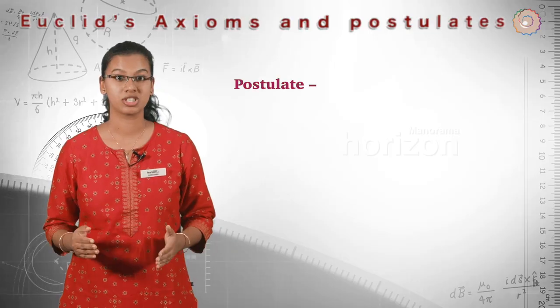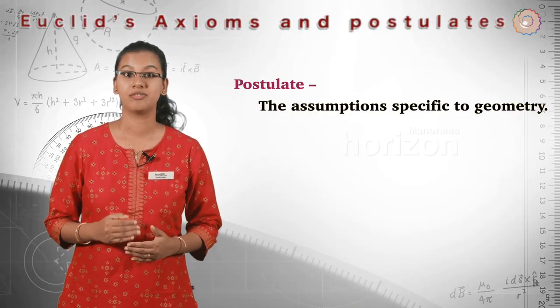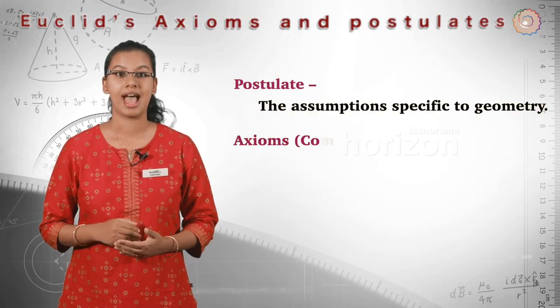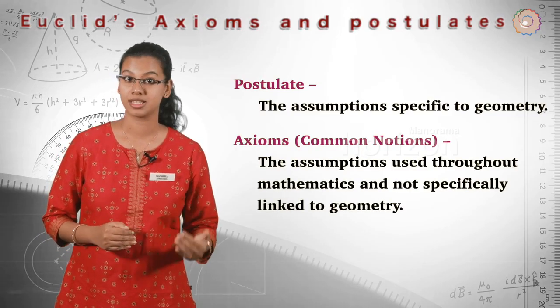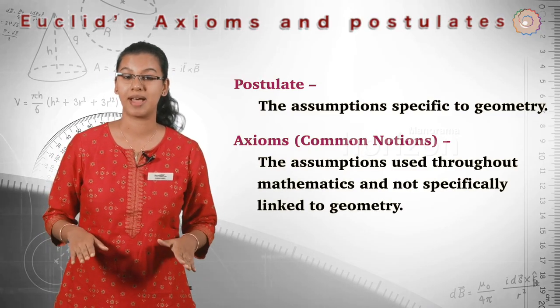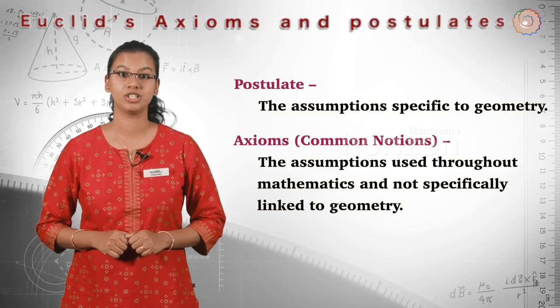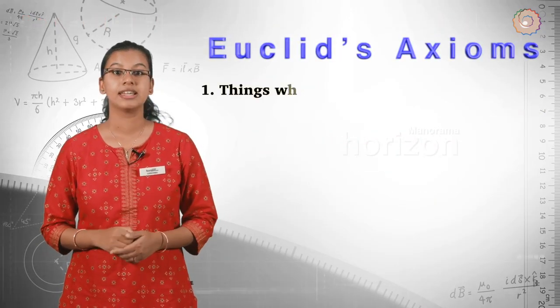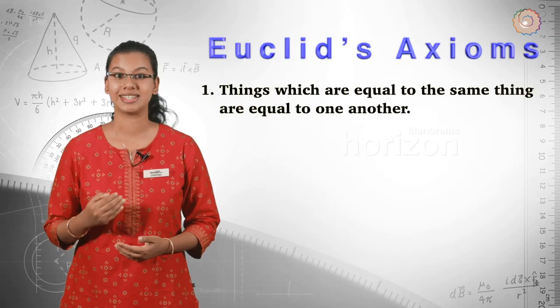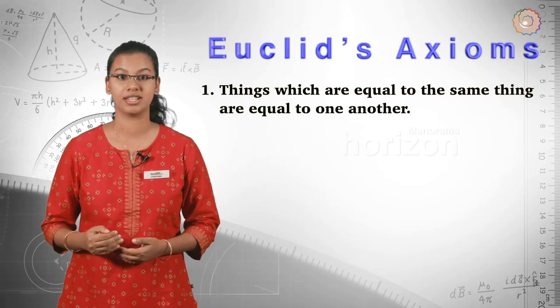He used the term postulate for the assumptions that were specific to geometry. Axioms, also called common notions, are assumptions used throughout mathematics and not specifically linked to geometry. Let's see some of Euclid's axioms. Things which are equal to the same thing are equal to one another.